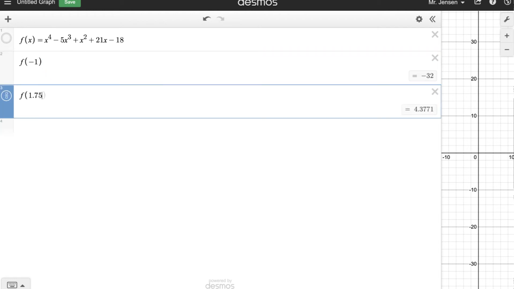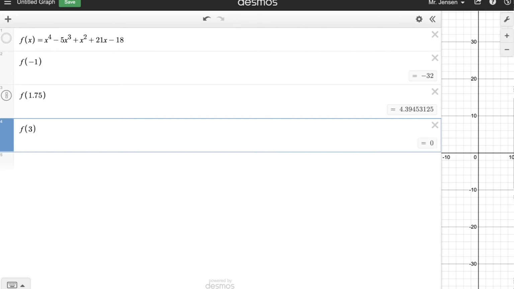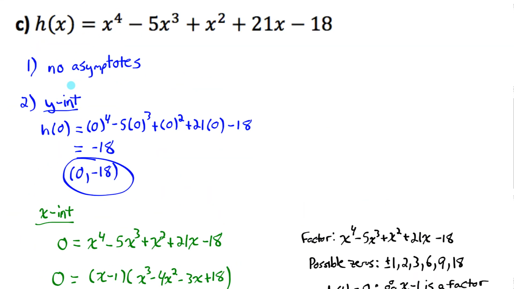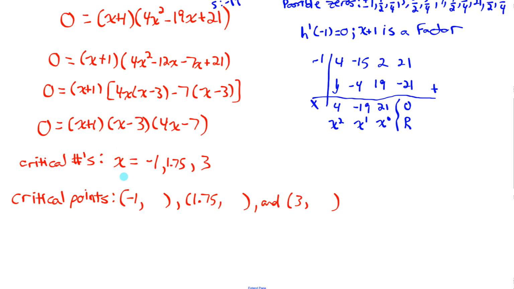When x is 1.75, where is it? It says about 4.4. And when x is 3. Oh, and it tells me the y-coordinate is 0 there. I already knew that. That was one of the x-intercepts that we got way up here. An x-intercept was 3. So I already knew the y-coordinate at an x value of 3 was 0. But the other two, let's fill in. Okay, so I know these 3 points are potential local max and min points.